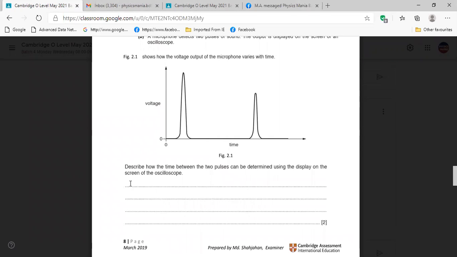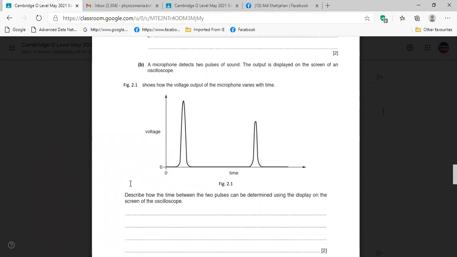So can you read it, this part? B? A microphone detects two pulses of sound. The output is displayed on the screen of an oscilloscope. Figure 2.1 shows how the voltage output of the microphone varies with time. Describe how the time between the two pulses can be determined using the display on the screen of the oscilloscope.